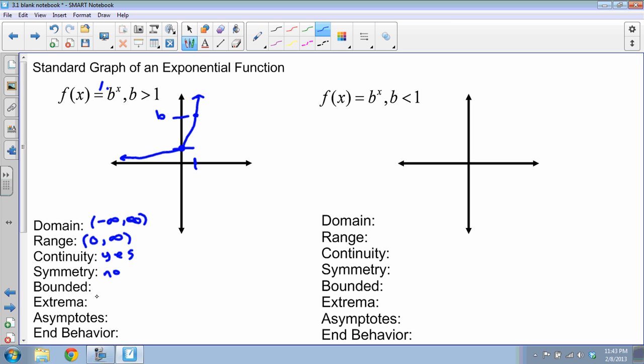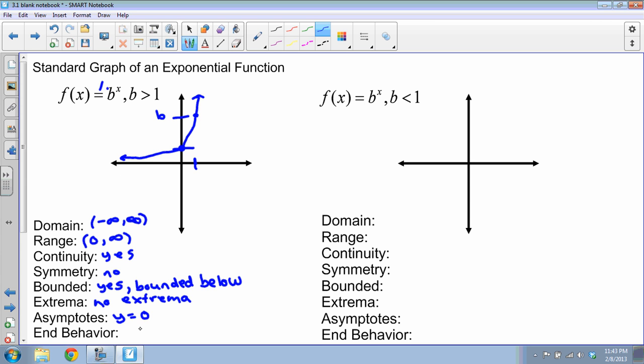Is it bounded? Remember, bounded means is there something stopping my graph from going to negative infinity or positive infinity? And there is. In fact, we would say that it's bounded below, because there's like an imaginary line below my graph that the graph is never going to cross. Extrema, on all of these, we're going to say no extrema. Asymptotes, I do have an asymptote. It's at the line y equals 0. And as long as we haven't shifted our graph up or down, that's always going to be the case: we have an asymptote at 0.